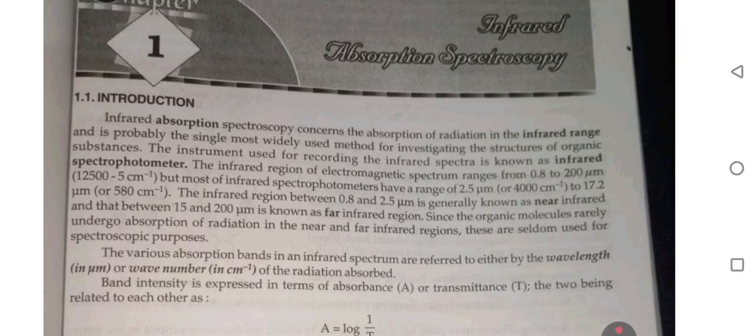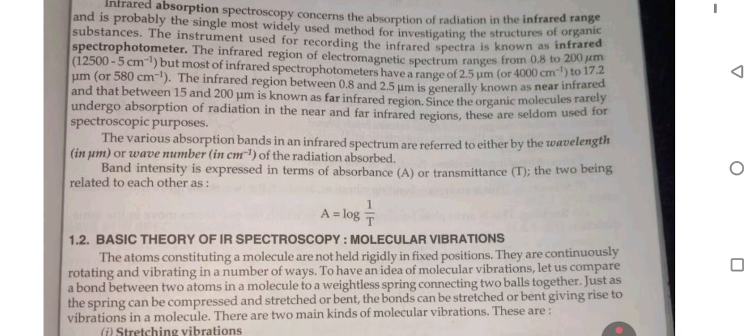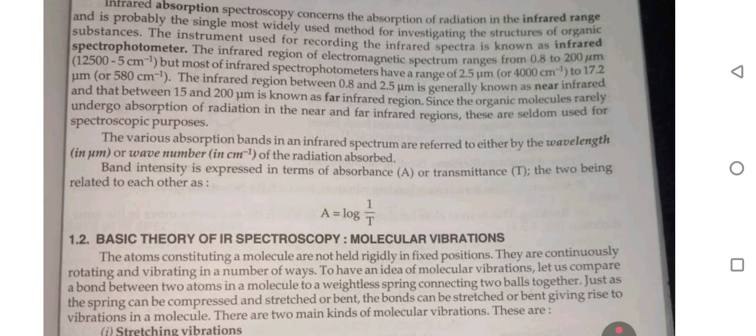for spectroscopic purposes. The various absorption bands in an infrared spectrum are referred to either by the wavelength or wave number of the radiation absorbed. Band intensity is expressed in terms of absorbance or transmittance, the two being related to each other as A is equal to log 1 upon T.